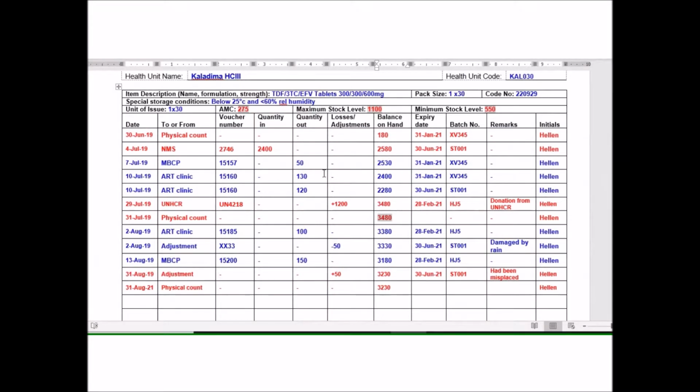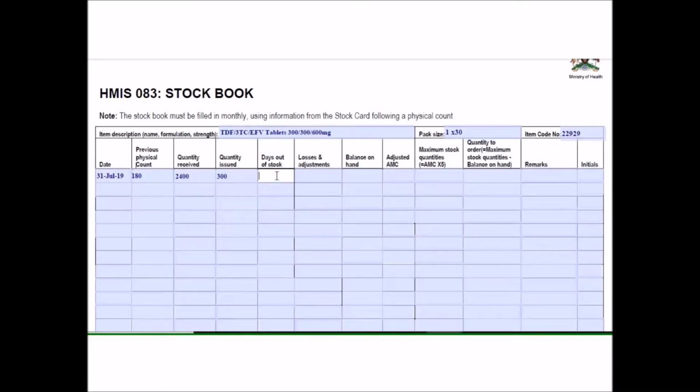Then we summarize the days we had no stock. We use the column for balance on hand and check if there is any day when our balance was at 0. There is no day when our balance was at 0. So we had no stock out days in July. If there was, we would take the days when we had 0 stock and count until when stock was received. So the days when we had no stock until when we received stock, those will be our stock out days. But in our case, we have no stock out days, so we put 0.